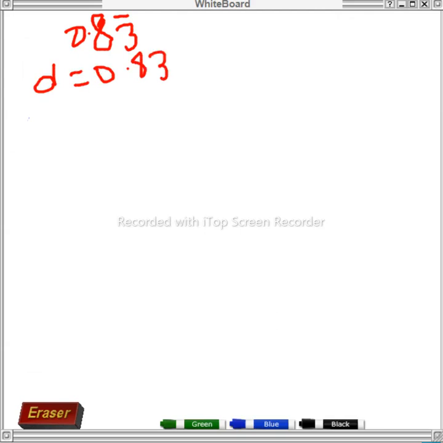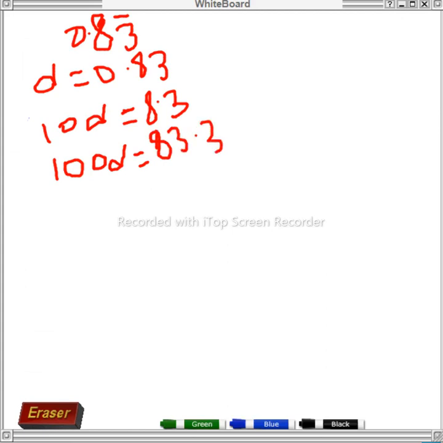As before, multiply both sides by 10. We get that 10d is equal to 8.3. And now also let us multiply by 100. We get 100d, because here 8 is not repeated. So first we have to identify the repeated and non-repeated decimal digits. So we get 83.3. Now let us subtract.